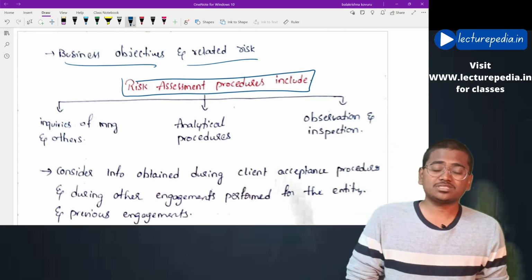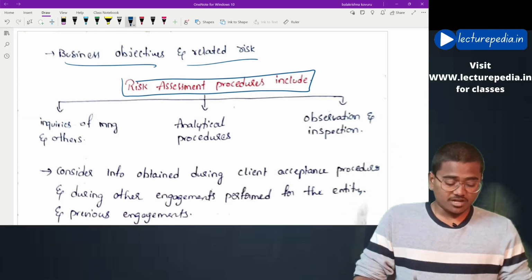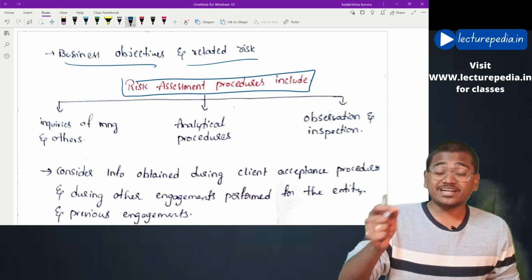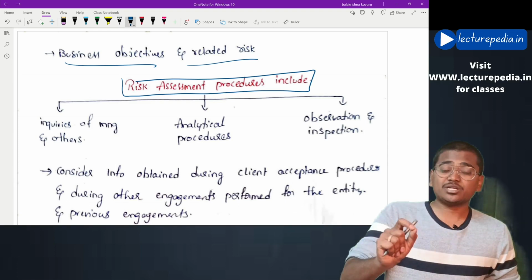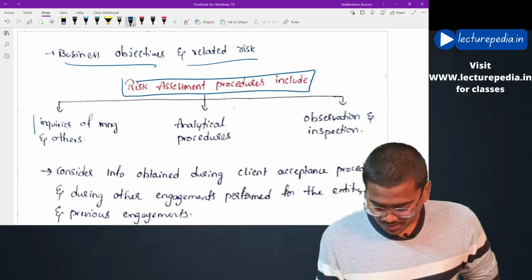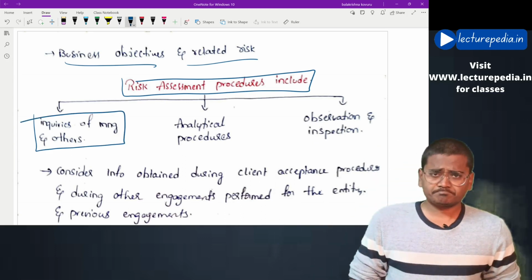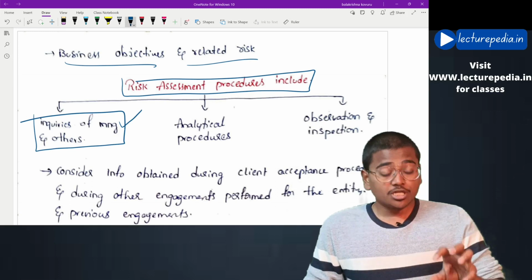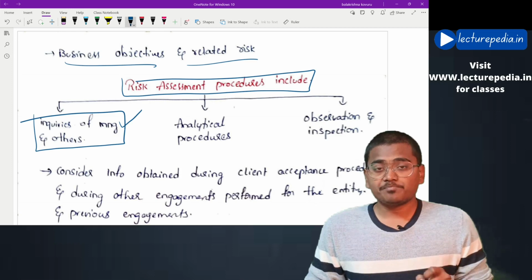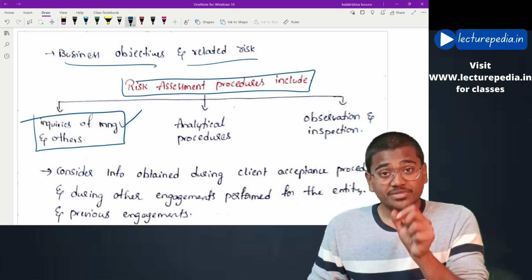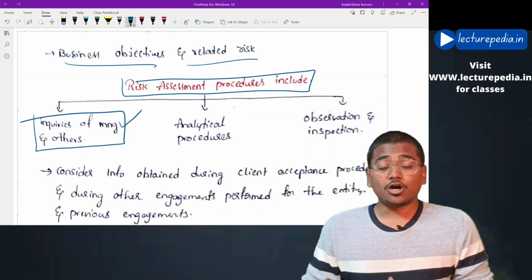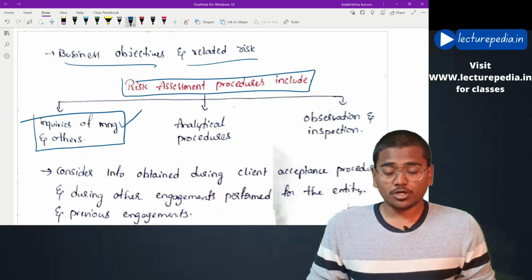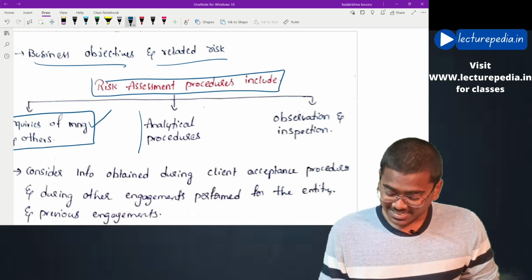These risk assessment procedures involve three types of activities. First one, inquiries with management and others in the entity. Next one, analytical procedures, and the next one is observation and inspection. First one, inquiries of management and others. Since the business of the entity is being conducted by the management, they know very well what risks their entity is facing. Thereby, the auditor will first of all discuss or inquire with the management about what risks their entity is facing.